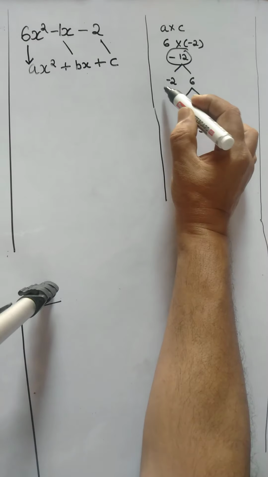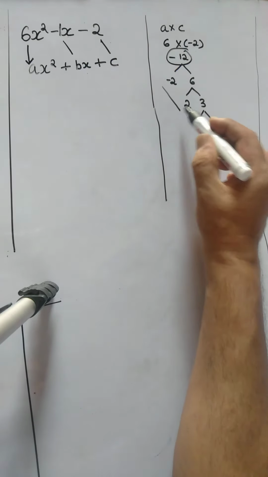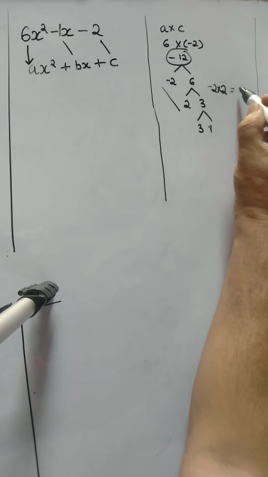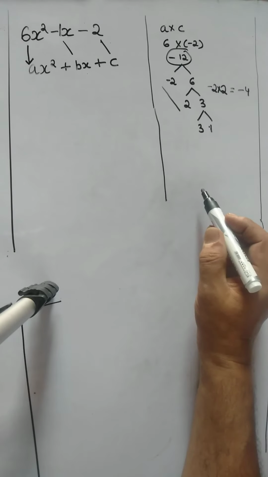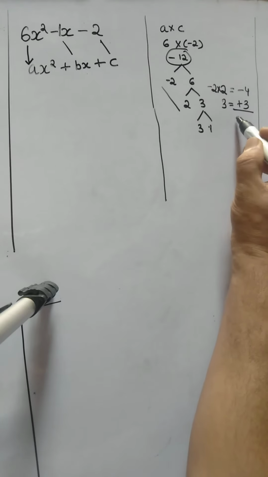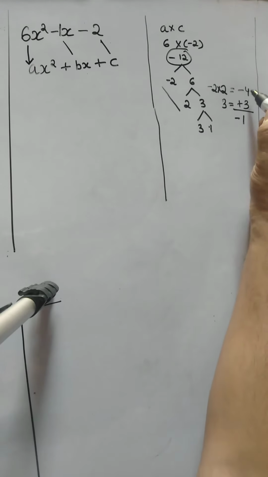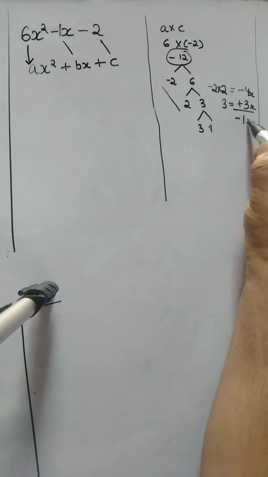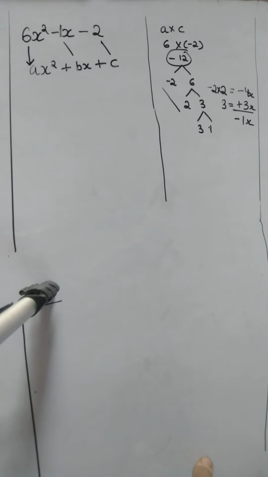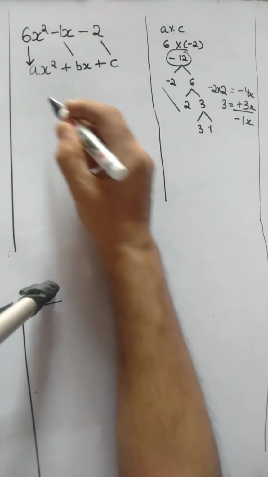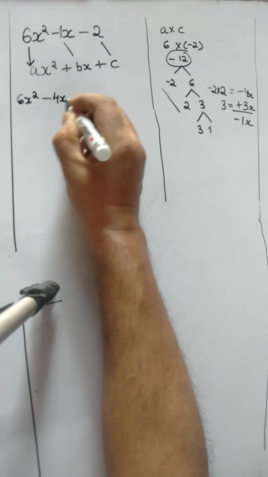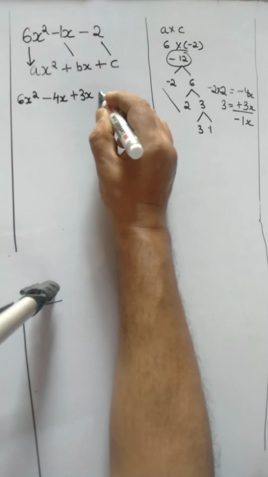So here clearly we can see that if we put minus 2 into 2, we would get minus 4. And then 3 would remain as plus 3. And if you add this, you will get minus 1. If you put an x here and an x there, your result will be minus 1x, which is the middle term. So having done that, you will now notice that you can write it as 6x squared minus 4x plus 3x minus 2.